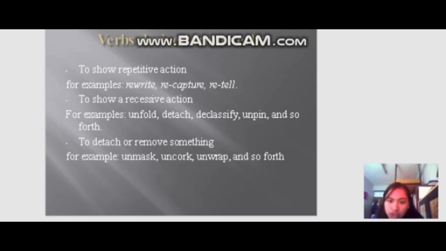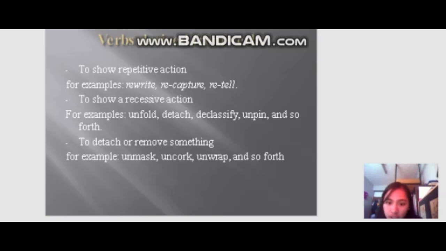So to show repetitive action, we use the prefix re. For example, rewrite, recapture, retell. Repetitive action: rewrite, recapture, and retell.